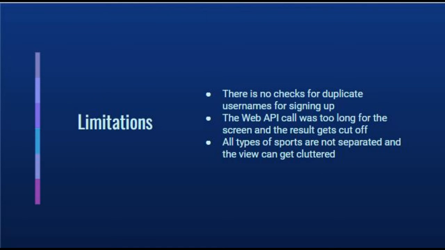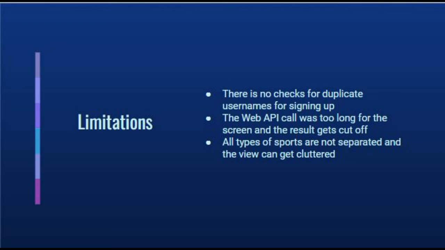Some limitations of my app is, first off, there's no checks for if there's any duplicate usernames when signing up. So the issue for this is when fetching the data from the core data, it's just going to return the first username that was entered in. So it might not always be accurate if there is a duplicate username.